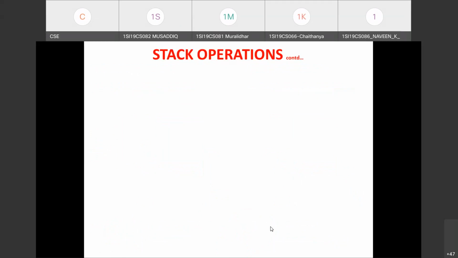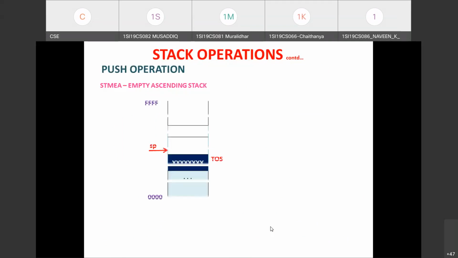In the same lines, I've made slides for these two instructions, that is STMEA and STMED. Let us see in this slide. First EA. Just observe, empty. It is an empty stack, meaning just observe where SP is in case of an empty stack. It is pointing to the next location after the last element inserted. This is where the stack pointer is pointing to. Empty stack it is.